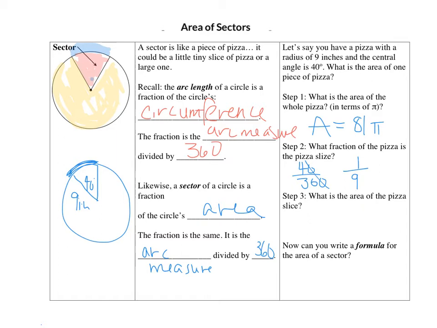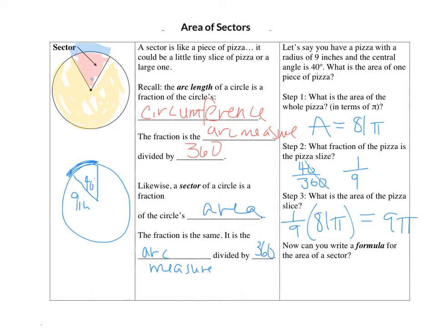So if we know that the whole pizza had an area of 81 pi, and this one piece of pizza is 1/9 of the pizza, then the area of the pizza slice is 1/9 of my whole area, which was 81 pi. And so I would get 9 pi. So one piece of pizza would have an area of 9 pi.